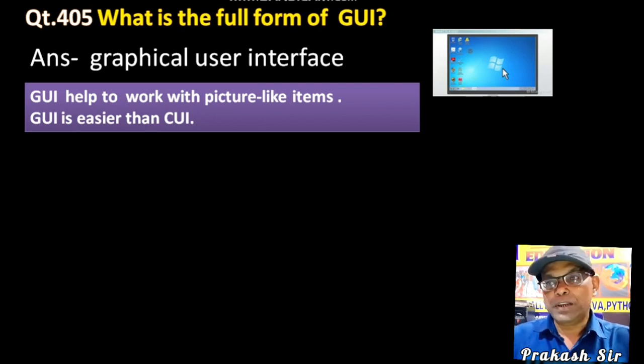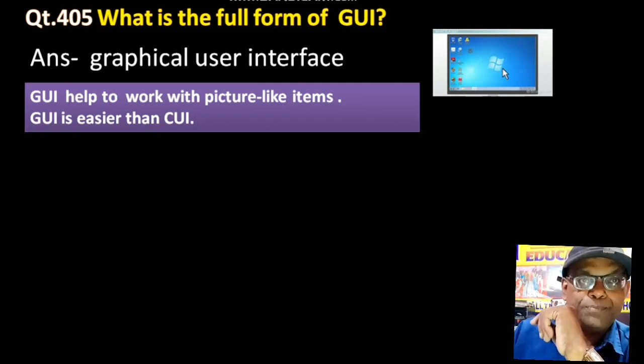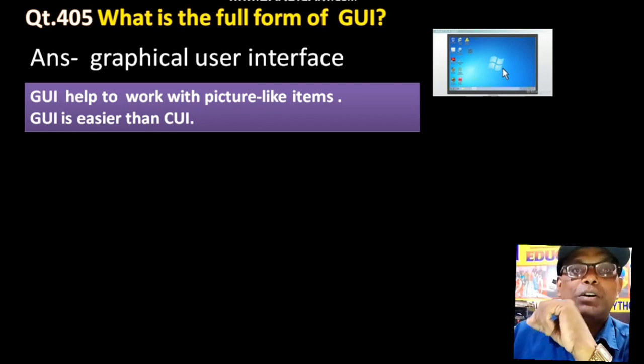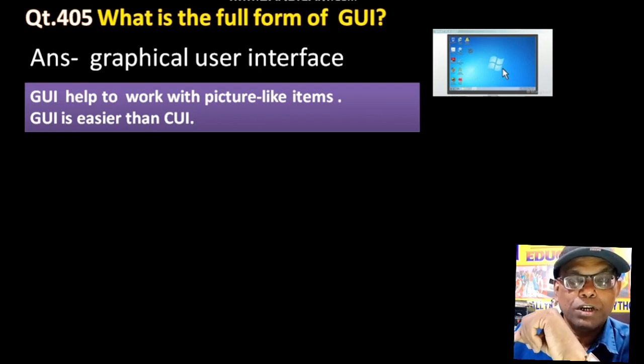But in case of a CUI, there is no use of mouse. We can apply only commands at the command prompt. That is called a Command User Interface Operating System. If you compare both of them, then GUI is easier than CUI. The application of a GUI is easier than CUI. So that is why nowadays we mostly prefer GUI operating systems.